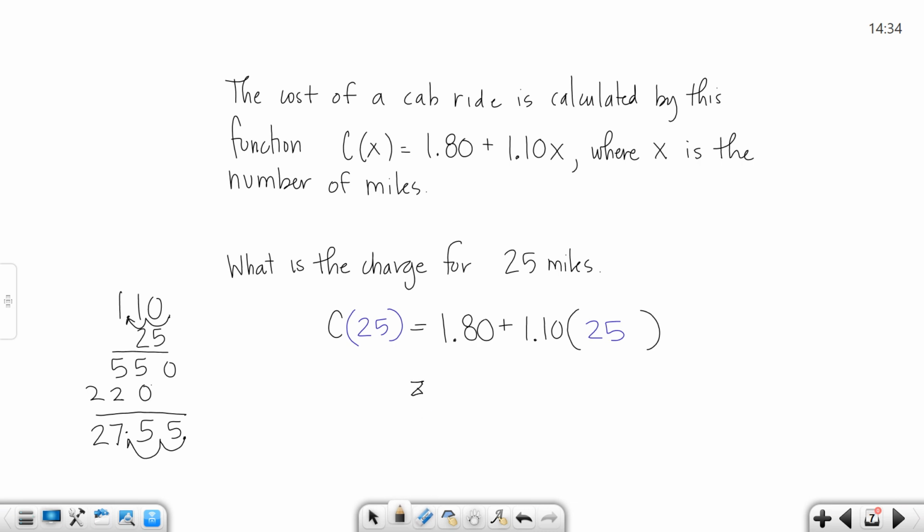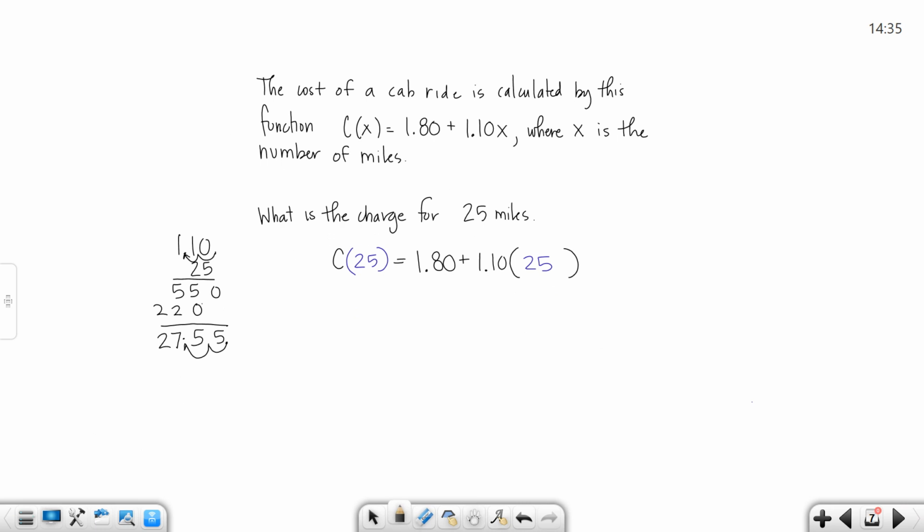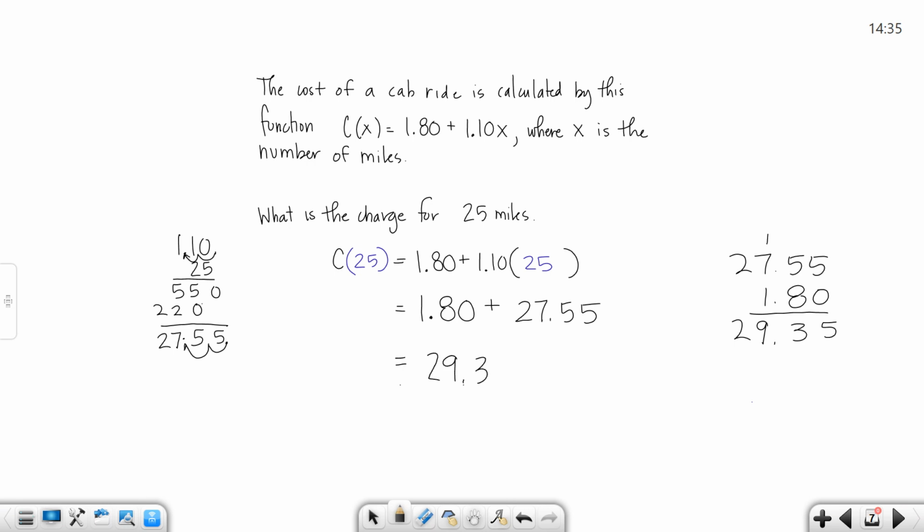This is not cooperating today. Let's see if I can scoot it up, see if that'll work. Okay, there we go. So this is 1.80, and this part is 27.55. So if I add them up, I get 29.35, and that's how much my cab ride was.